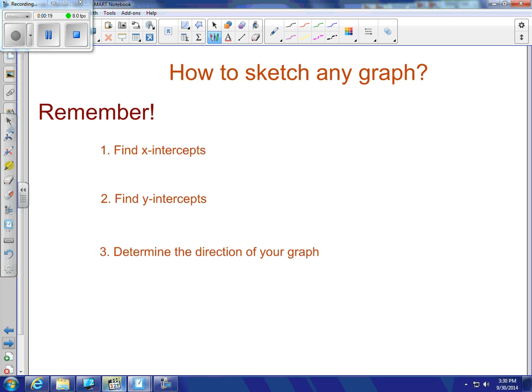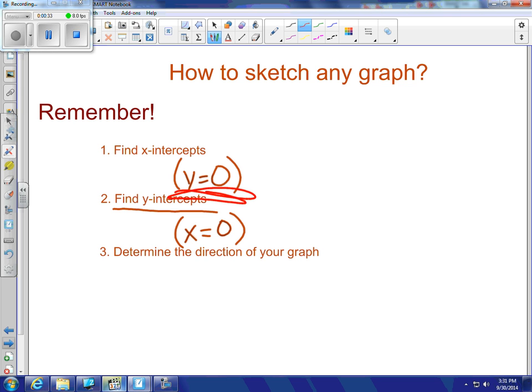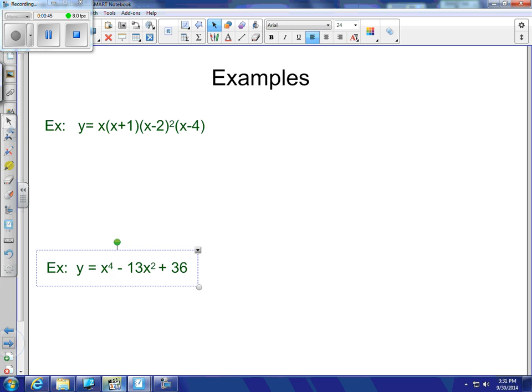So first off, finding your x-intercepts. That is when y equals 0. Finding your y-intercept, x equals 0. Okay? These are important. Okay? When y equals 0 is for your x-intercept, when x equals 0 is for your y-intercept. Okay? We'll worry about step 3 when we get to it.